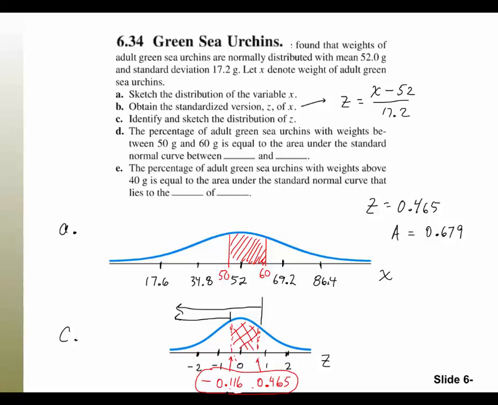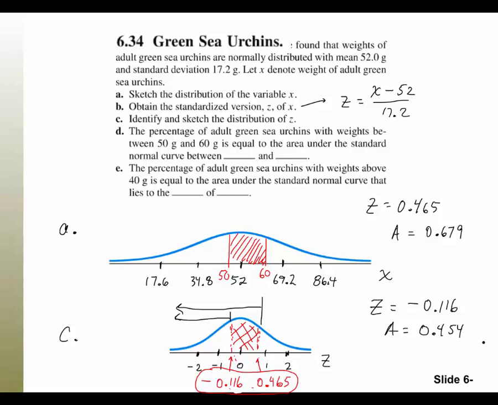So that's close enough to halfway between those. What's halfway between 0.12 and 0.11? As soon as you get it, tell me. Did someone else get that? What does that mean? That means that 45% of sea urchins have a mass less than 50. It's to the left.